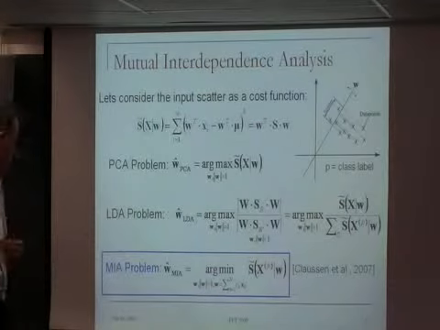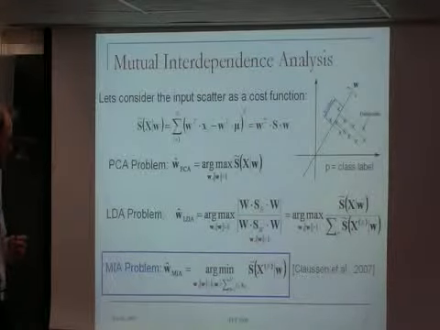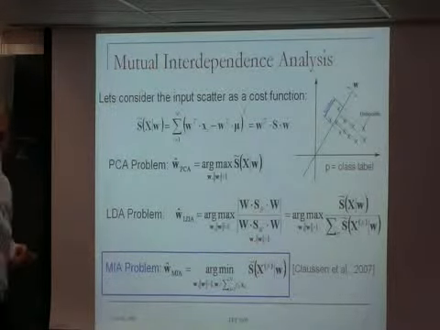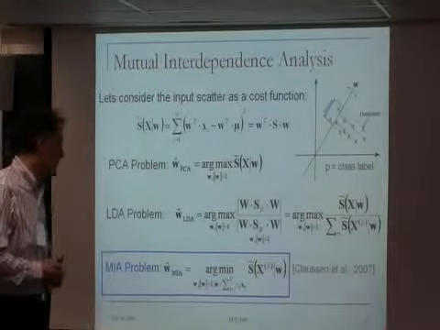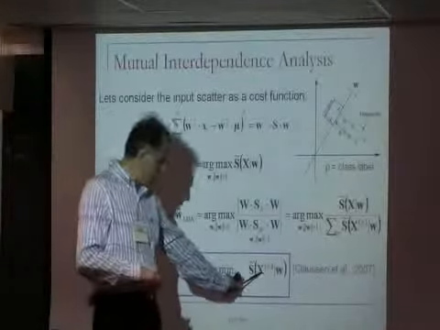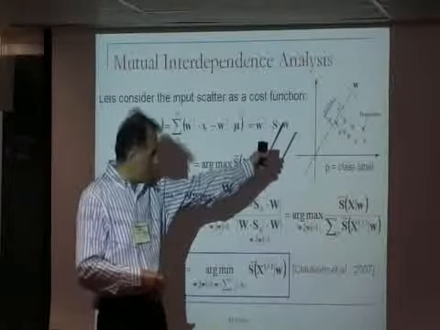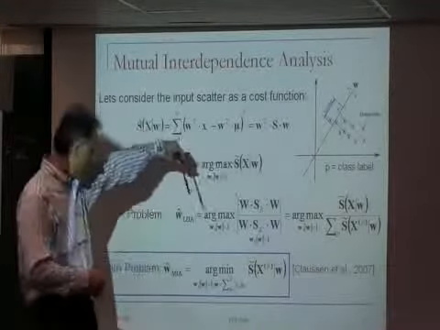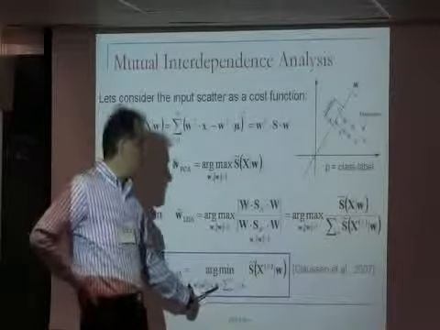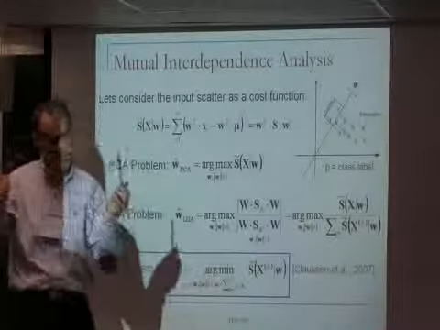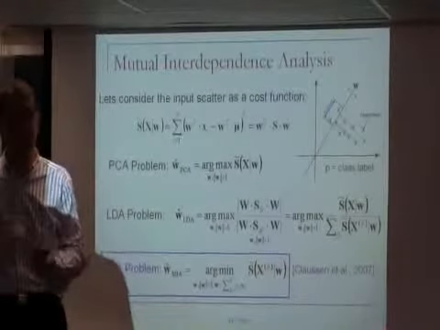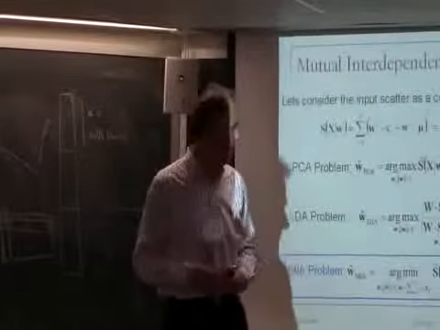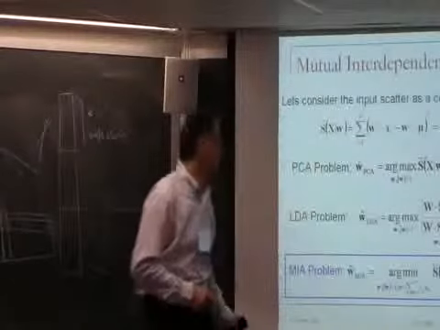What MIA does, it's a similar formulation, but you will see that there are some fine differences. Okay, so we look at the scatter in the direction W. However, we constrain it to be in the span of the inputs of the original data. That sounds like a strange constraint. And then we will see exactly why we do that.